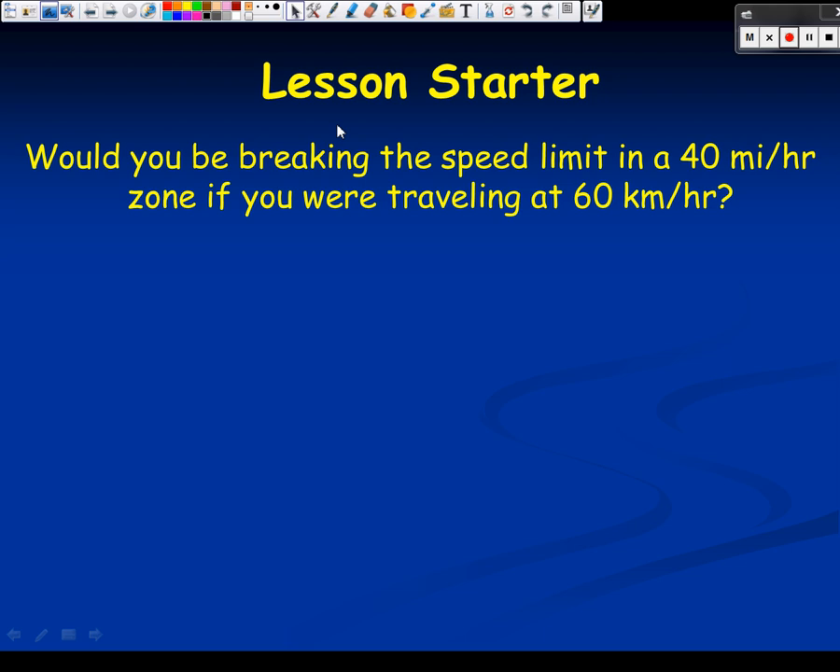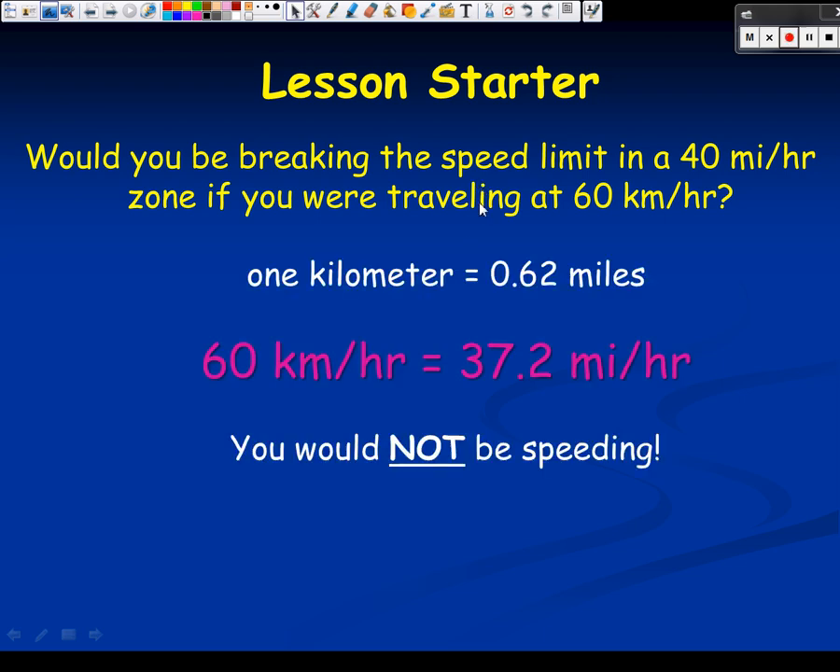So, would you be breaking the speed limit in a 40 mile per hour zone if you are traveling at 60 kilometers per hour? No, you would not be. Now, if you solely look based on the numerical values alone, are you speeding? Yes, but what added to it to change that? The units. So, as far as we understand, the units are going to be the most important attribute to any measurement that we give. Okay? And we talked about that.